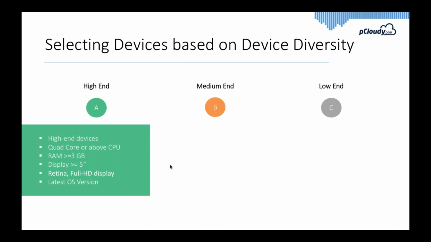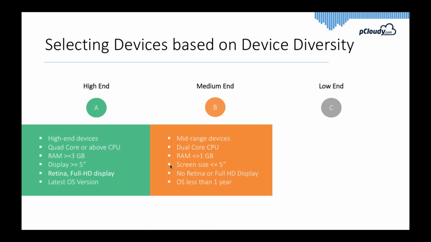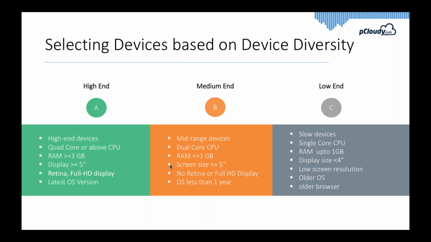of categorizing the devices. So high end means the devices which have higher hardware configurations like quad core, high RAM, the high display size, higher resolutions, latest OS versions. And medium end devices are falling in the medium category with slightly lesser hardware capability. And the low end are the older devices which have very low hardware capacity, low screen sizes, and older OS, etc. So you can typically categorize all the existing devices into three different categories.